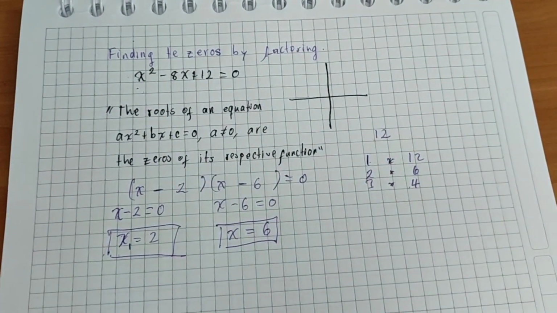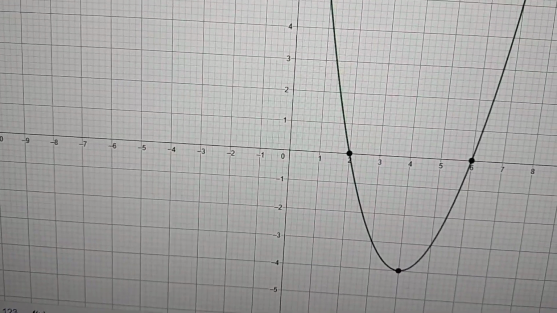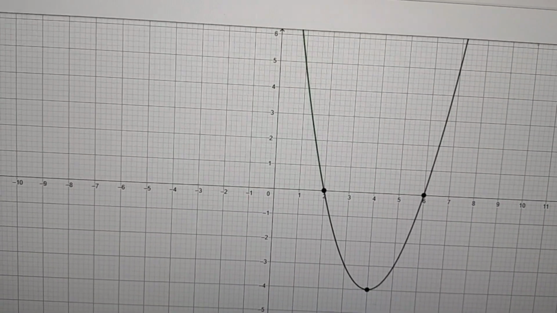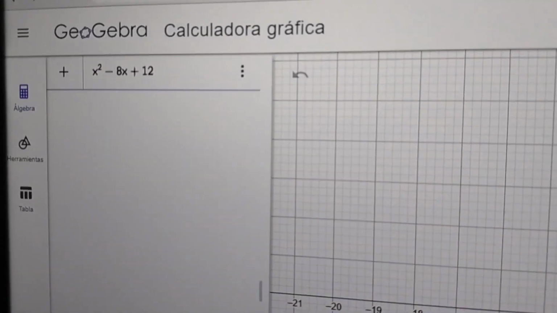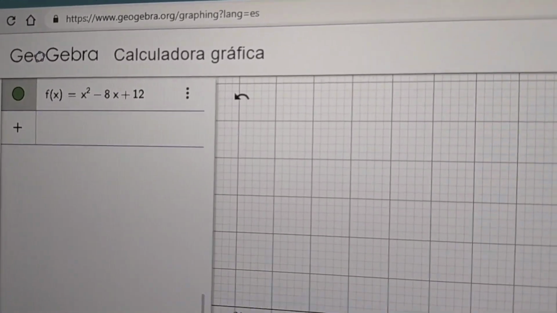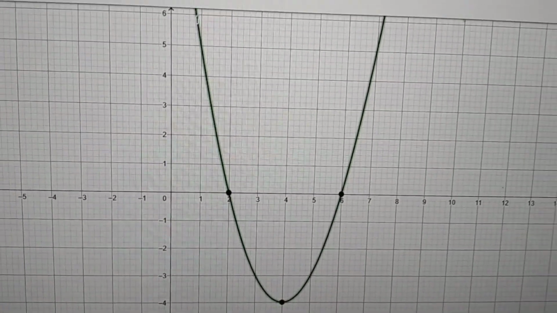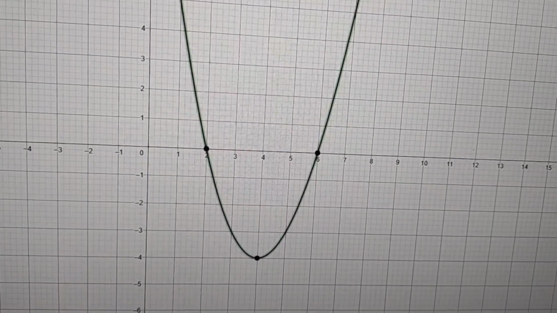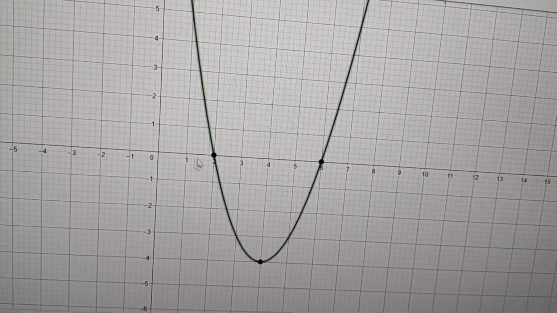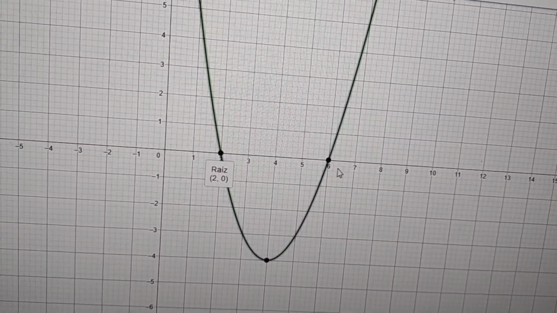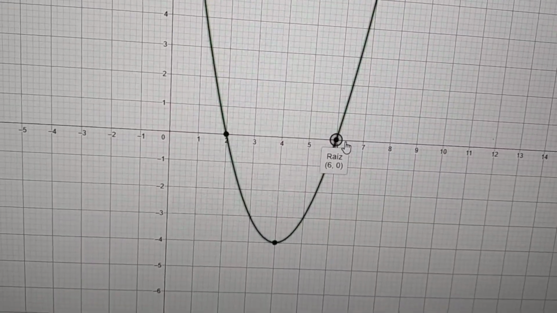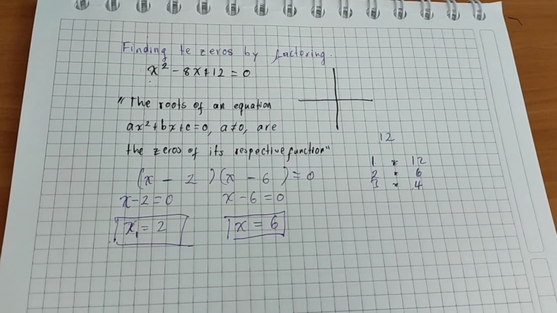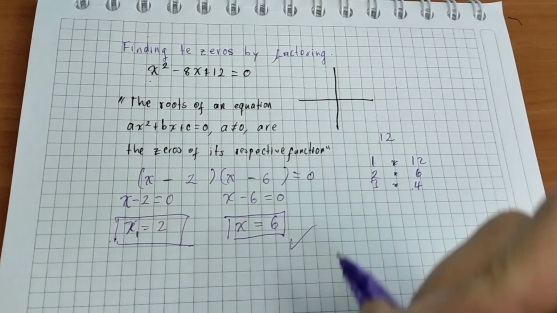So now we are going to check if this makes sense with a quick review in GeoGebra. With a quick jump to my computer, I have here the function that I am exploring, x squared minus 8x plus 12, and this is the sketch of the function. If we inspect the points where the function is crossing the x-axis, effectively this is happening at x equals 2 and at x equals 6, which means that our calculation is properly completed.